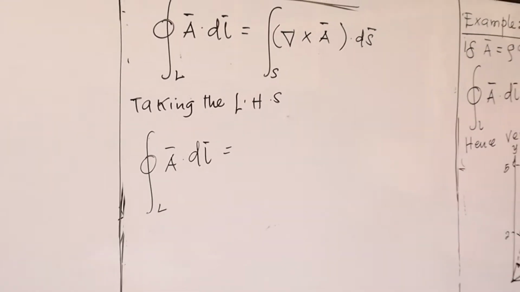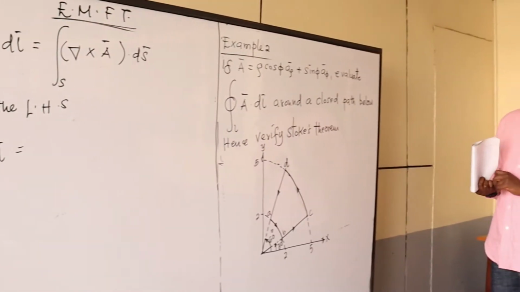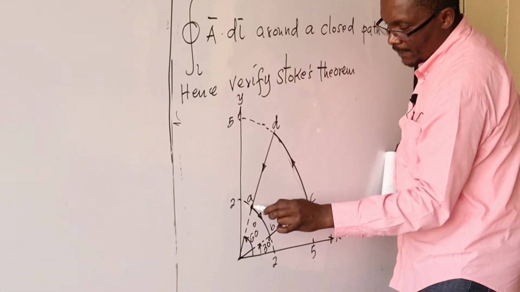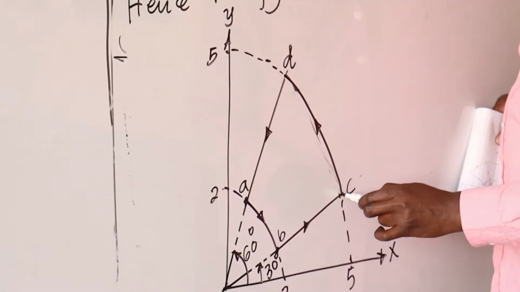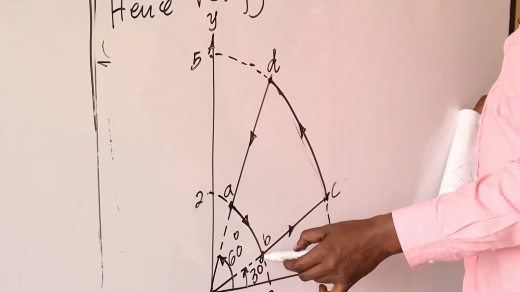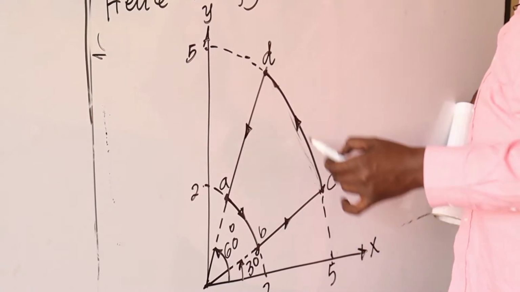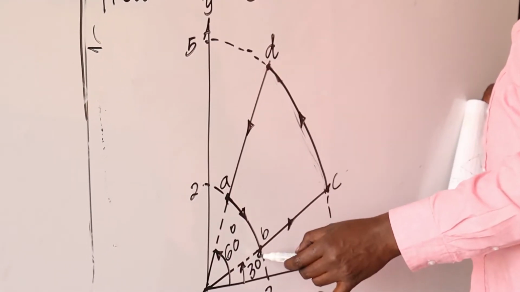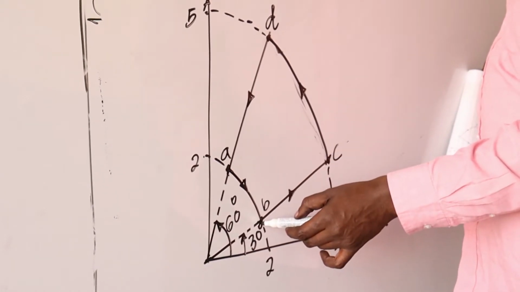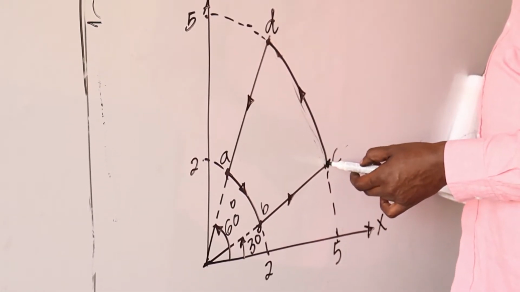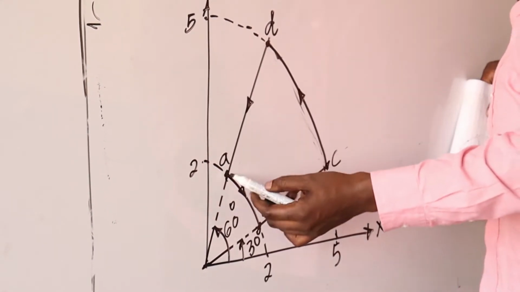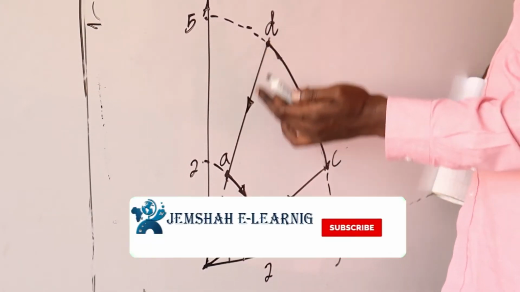Now, maybe we should come back and look at how our closed path looks. This is point A, this is point B, this is point C, and that is point D. So look at the movement from A to B, B to C, C to D, and back to A. That is our closed path. A to B is a movement in a line, B to C is another movement in a line, and C to D is another movement in a line back to A.